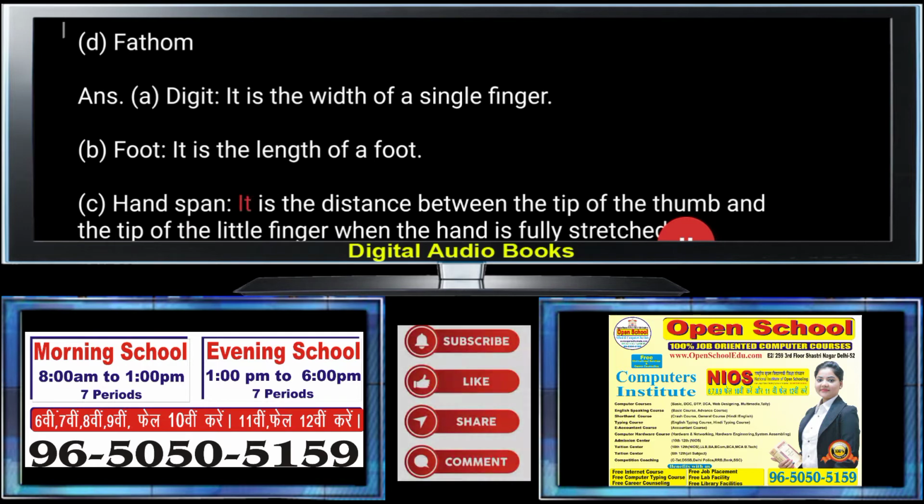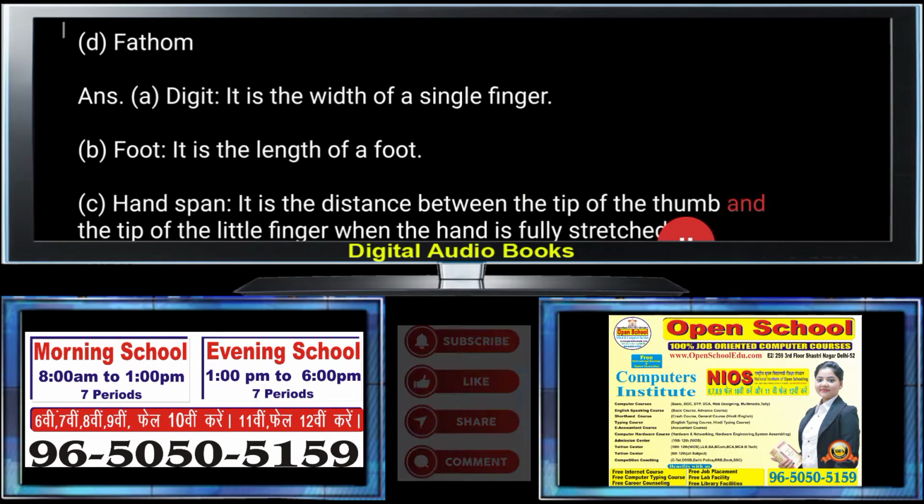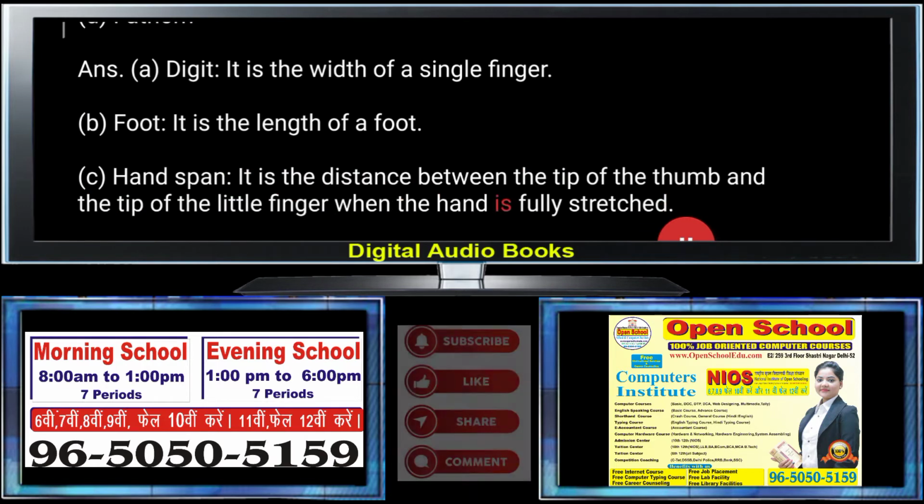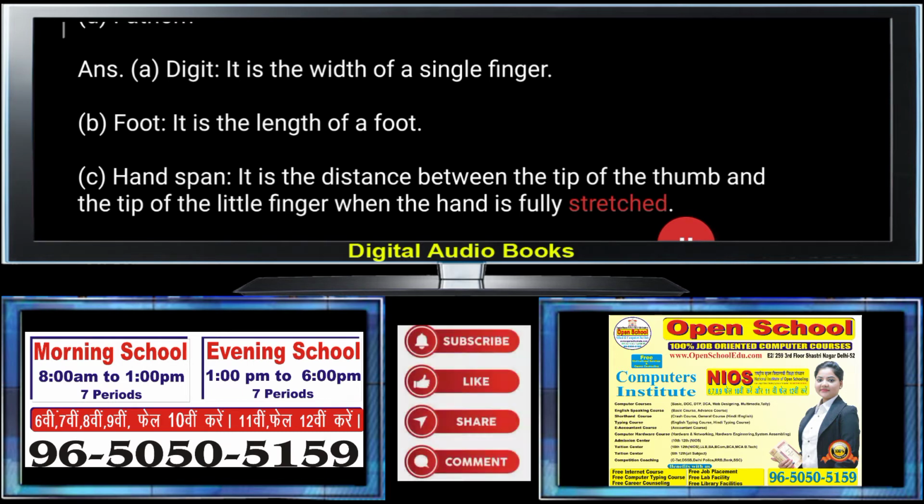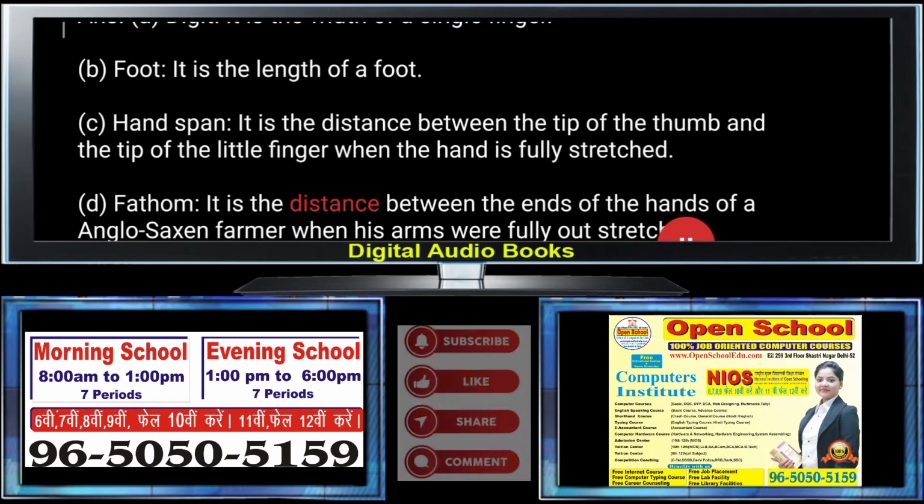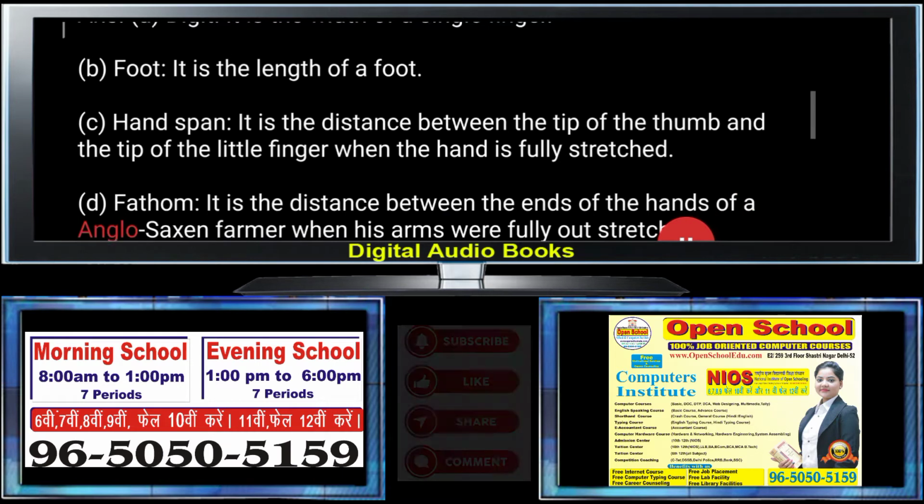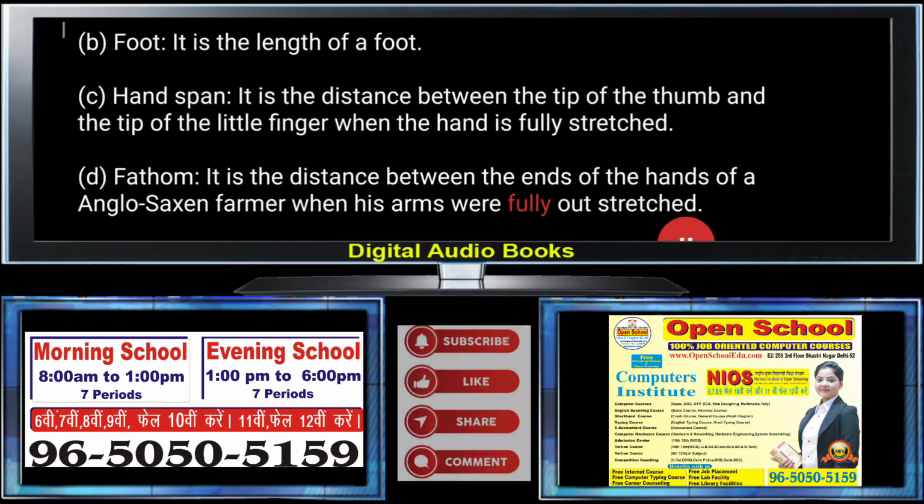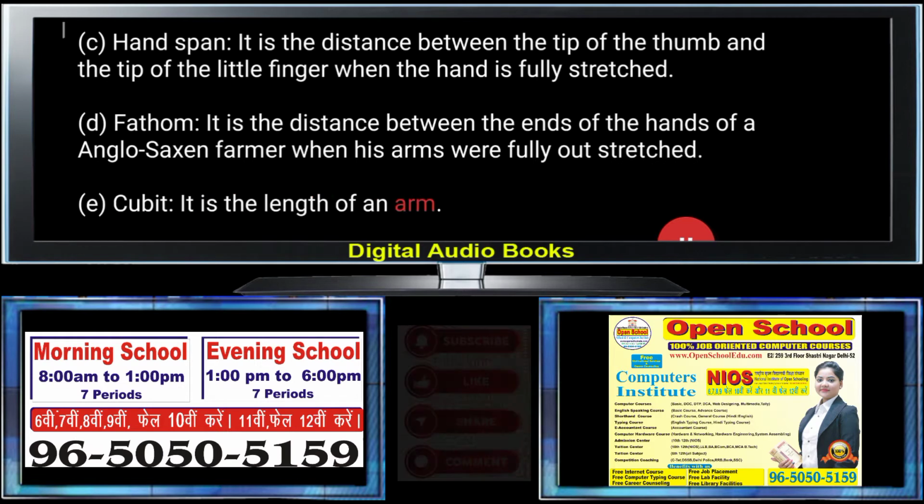C. Handspan. It is the distance between the tip of the thumb and the tip of the little finger when the hand is fully stretched. D. Fathom. It is the distance between the ends of the hands of an Anglo-Saxon farmer when his arms were fully outstretched. E. Cubit. It is the length of an arm.